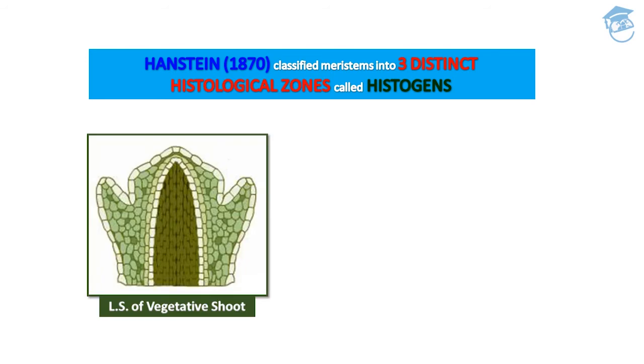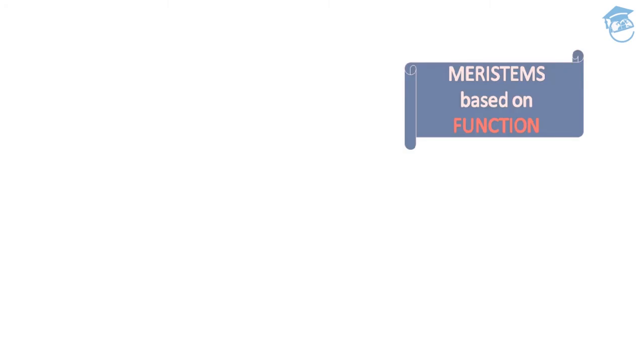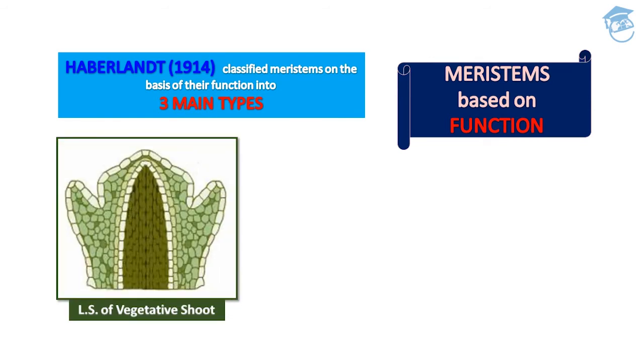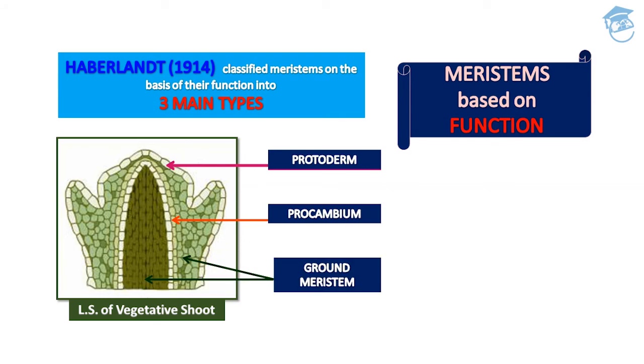This is the longitudinal section of a vegetative shoot. First is dermatogen, second is pleurome, and this is periblem. Okay, let's see how it is. So, meristem based on function. Haberlandt classified meristem on the basis of their function into three main types. First is dermatogen, which gives rise to protoderm, pleurome, which later gives rise to procambium, and then comes periblem, which gives rise to ground meristem in later stages of development.